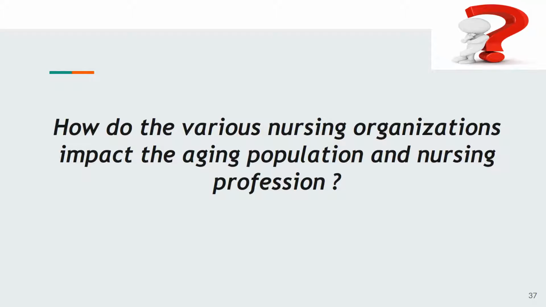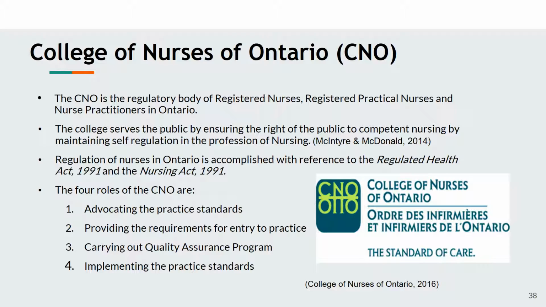How do various nursing organizations introduced in this course impact the chosen nursing practice association with aging population and nursing? The College of Nurses of Ontario. The CNO is the regulatory body of registered nurses, registered practical nurses, and nurse practitioners in Ontario. The college serves the public by ensuring the right of the public to competent nursing by maintaining self-regulation in the profession of nursing. Regulation of nurses in Ontario is accomplished with reference to the Regulated Health Act of 1991 and the Nursing Act of 1991.